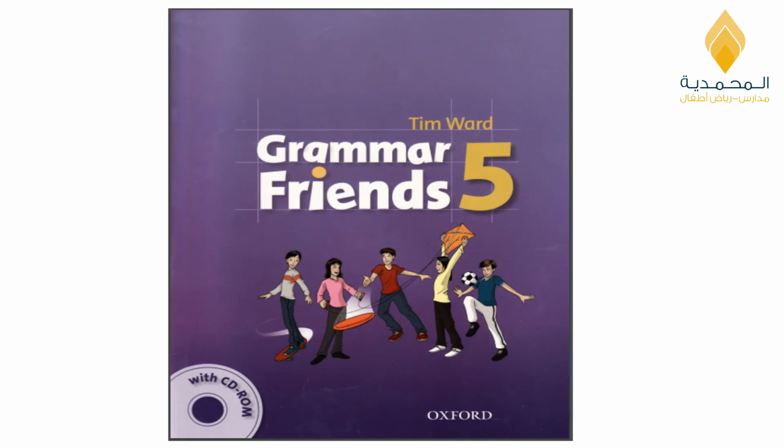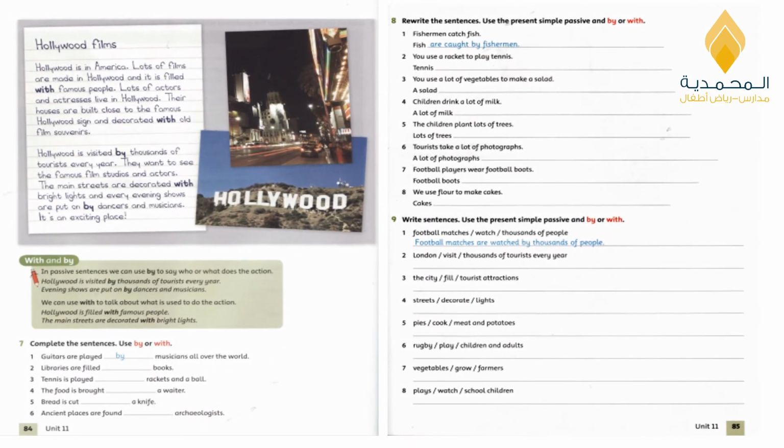Now, let us move to your Grammar Friends book, and there you can find different exercises to apply what you learned. On those 2 pages, we are going to discuss passive and active again, and at the end of this presentation, you can find the answer key.